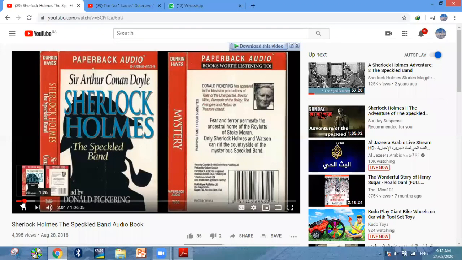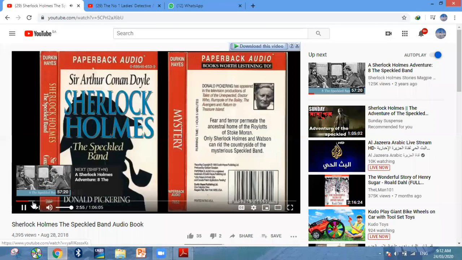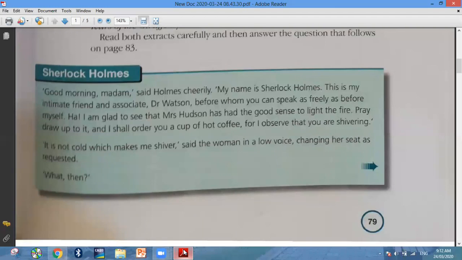Regular in my habits. Free during the last month by the untimely death of the has arrived in a considerable state of excitement. Who in a lady dressed in black and heavy outset. I thought at any rate that I should call you and give you the chance. My dear fellow, I would not miss it for anything. Ah, pray draw up to it. A woman of 30, but her hair was shot over, which makes me shiver, said the pray, intimate friend and associate. A lady dressed in black and heavily veiled, who had been sitting at the window, rose as we entered. Good morning, madam, said Holmes cheerily.